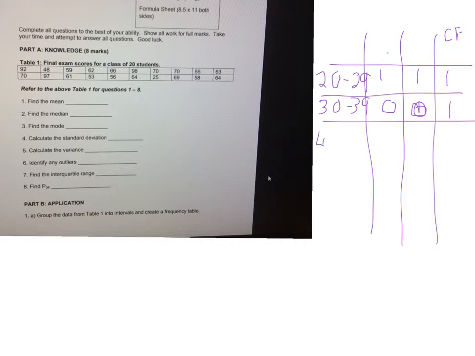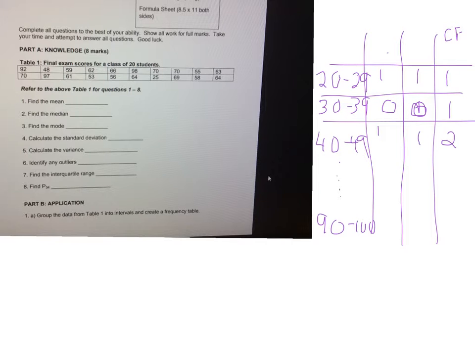So the next row would be 40 to 49, and if I go through and I put a tick every time I see a mark between 40 and 49, I've got 48. I don't have any more, do I? I think that's it. So there's just 1 in that interval again. Okay, so there's 1 for the total, which brings our cumulative frequency to 2 so far, and so on. So you're going to keep doing that all the way down until you get to your 90 to 100.